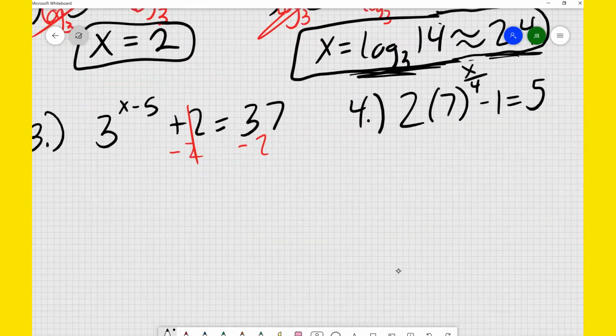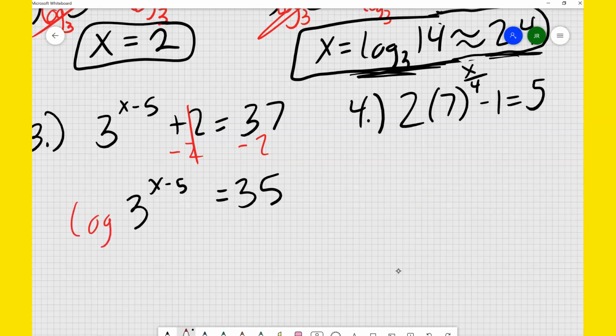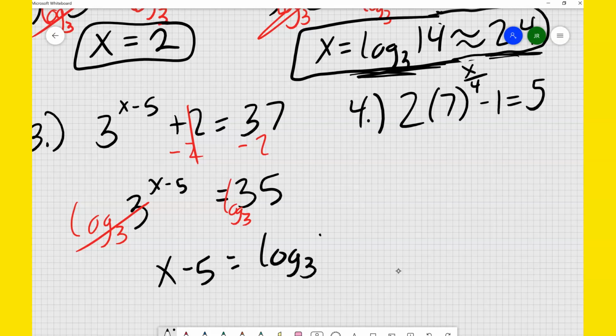And that gives me 3 to the x minus 5 equals 35. Now, how do I get rid of that exponential base 3? I use what we just learned, log base 3. And I've got to do the same thing on both sides of the equation. So that gives me x minus 5 equals log base 3 of 35. Again, if you have to type in an exact answer, just leave it as log base 3 of 35, and don't type it in your calculator. However, if you're trying to get a decimal approximation, then you can go ahead and type this in your calculator to get the decimal approximation.